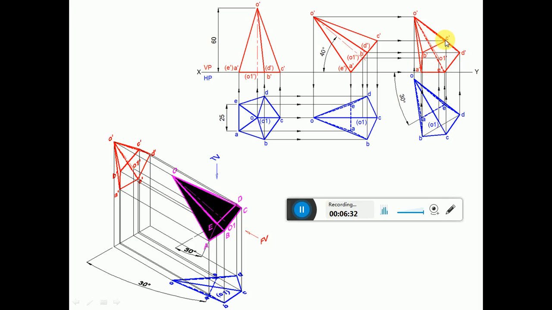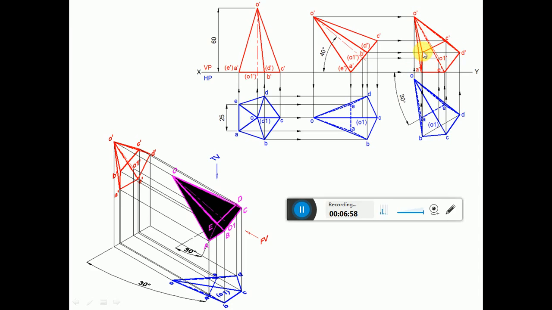Always make sure that the base surface is near to the observer, because that is where you will be able to see the maximum visible edges. Since B dash is not on the boundary, what is the left out portion? The left out portion is O dash B dash, then O dash E dash and O dash D dash. All other portions we have completed.